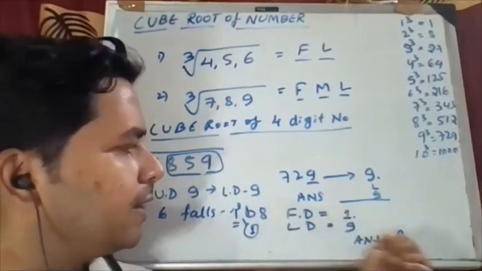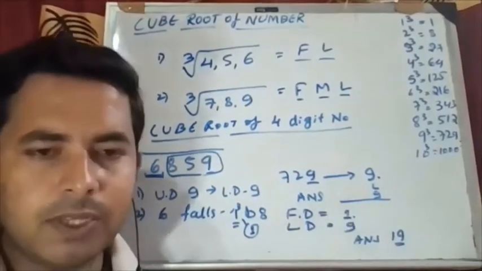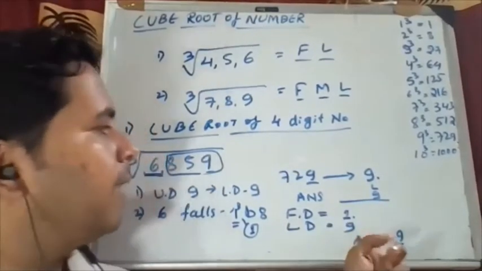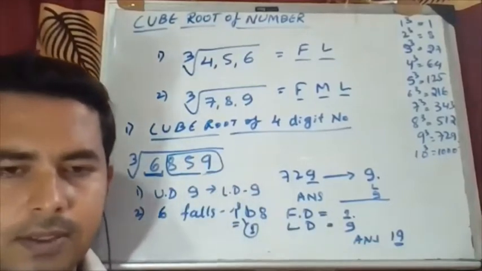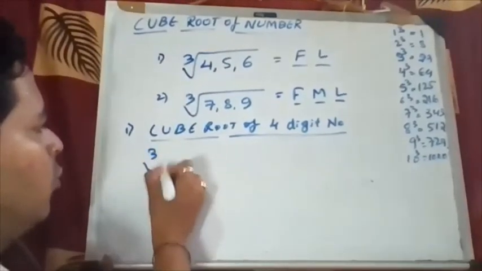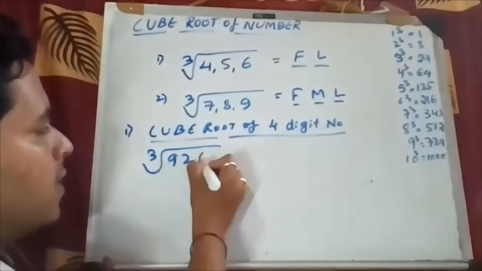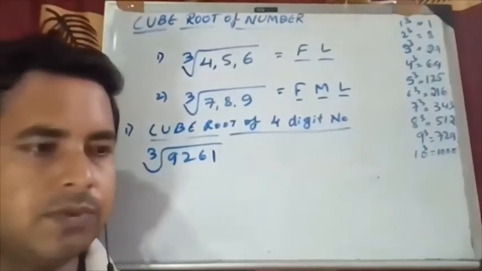Then I'll consider a 1 as a small number as a first digit. And if I combine both, that will be a 19. And my 19 cube root is the given question. And consider an example of cube root of 9261. So what will be the cube root value of 9261?